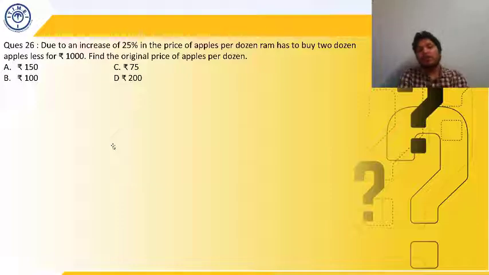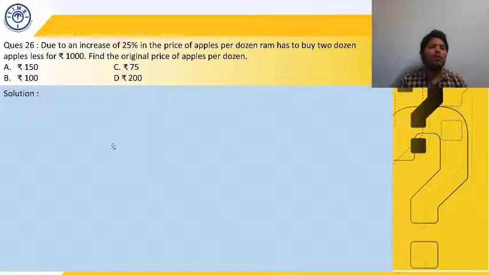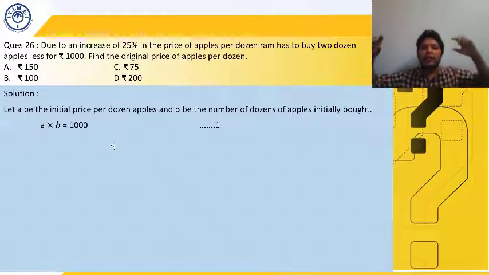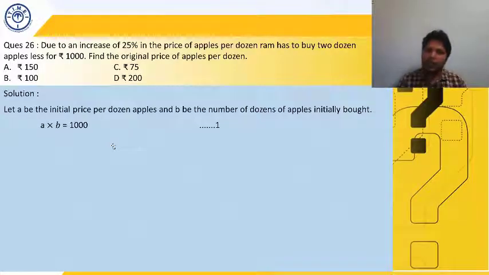So due to an increase of 25% in the price of the apples, I don't know what the price of the apples was earlier. So let us assume A is the initial price per dozen of the apples and B is the number of dozens of apples he initially bought. So how much is the total cost? It is going to be A into B. If I purchase B dozen of apples and A is the cost per dozen, then my total cost is going to be A into B.